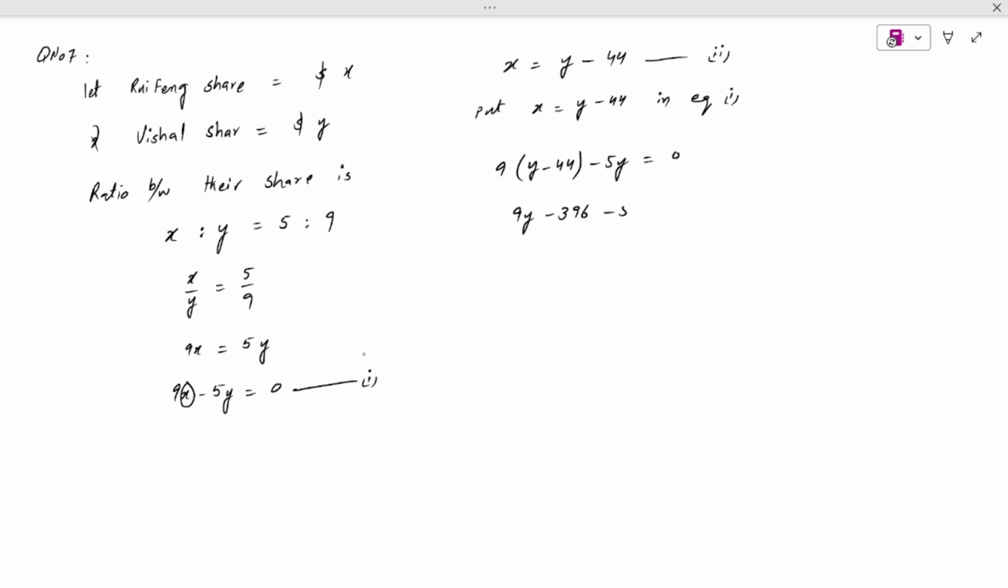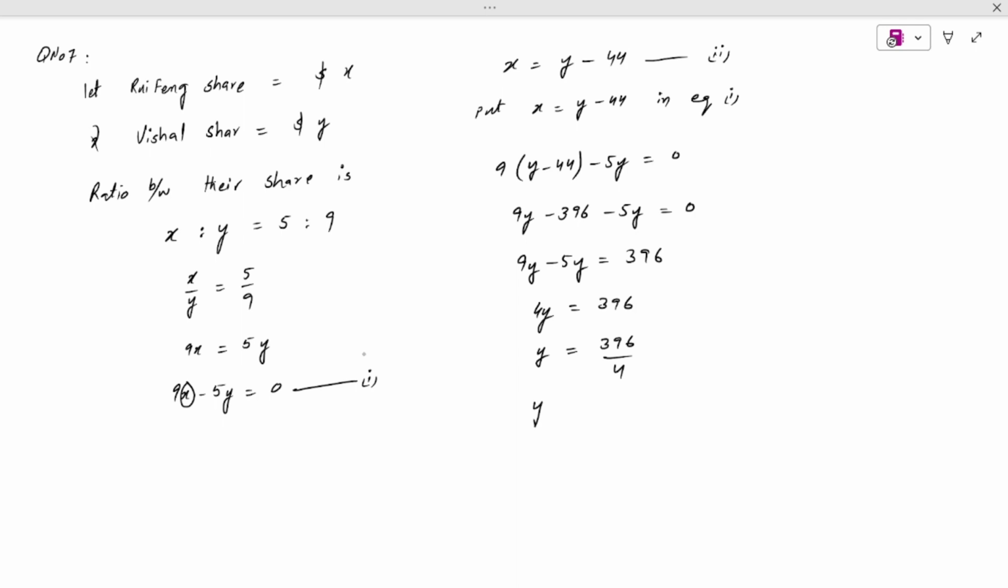396 minus 5y equals 0. So we take minus 396 to the right side. So we are left with 9y minus 5y equals 396. Subtracting 5y from 9y, we get 4y equals 396. Dividing by 4, we get y equals 396 over 4.